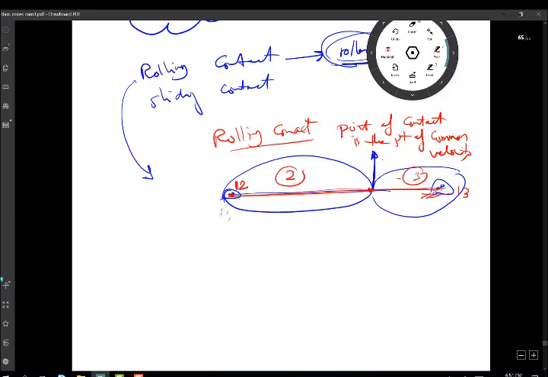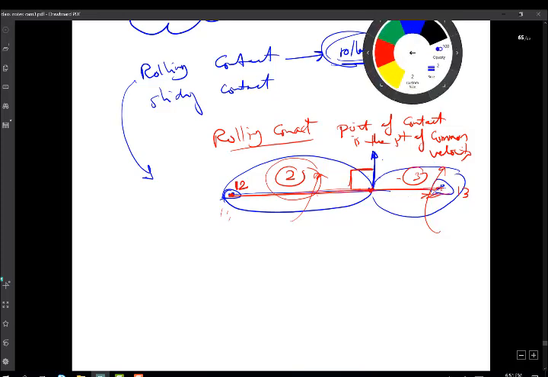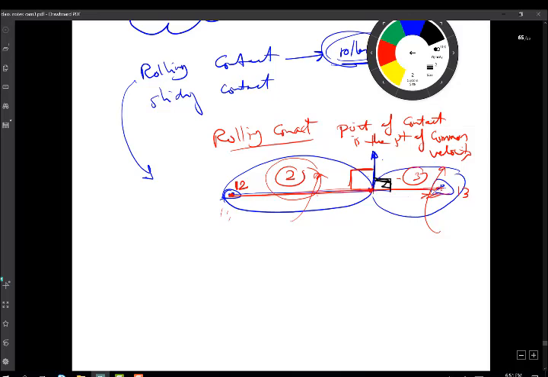Now, every link of those is doing pure rotation, right? So if you want to get the velocity of this point being on link number 2, it will be perpendicular to this line. Being on link number 3, it will be perpendicular to this line. So it's really the same line which connects the two poles, if you like. So the velocity here would be the same, and you can say that's rolling contact.